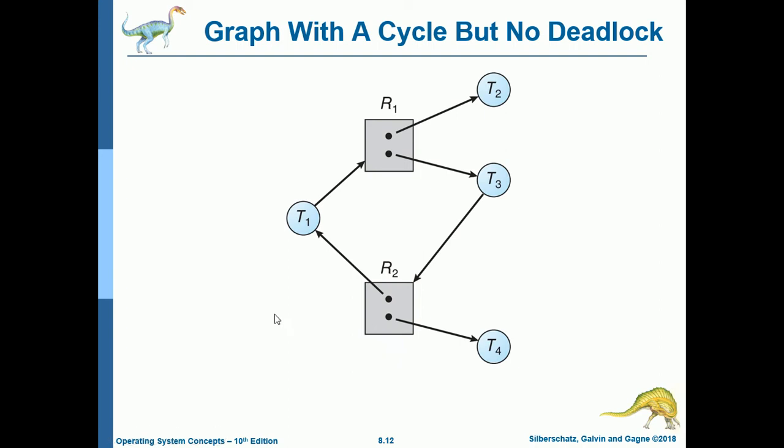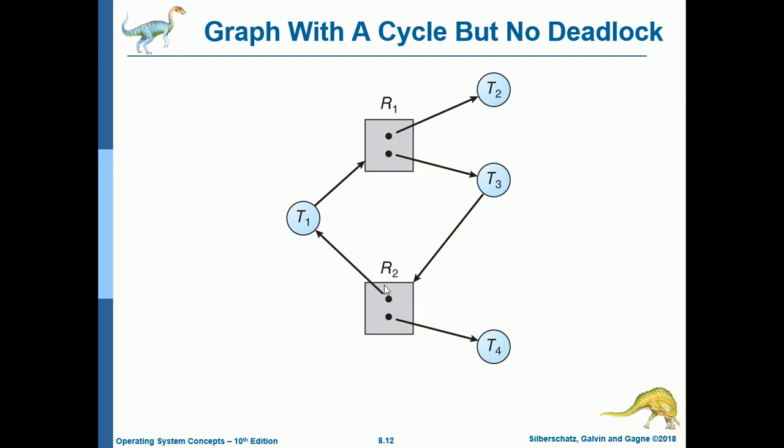And next is no preemption. Again, for no preemption, the processes and threads will not release their allocated resources as long as they are not yet finished with their execution. So that is no preemption. And then we have the last, circular wait.